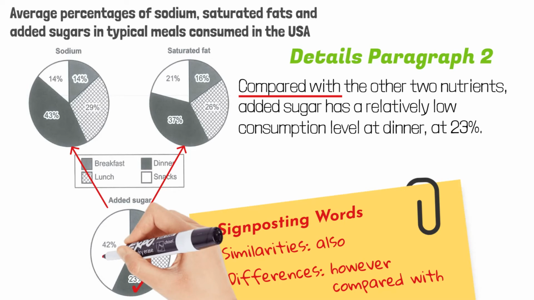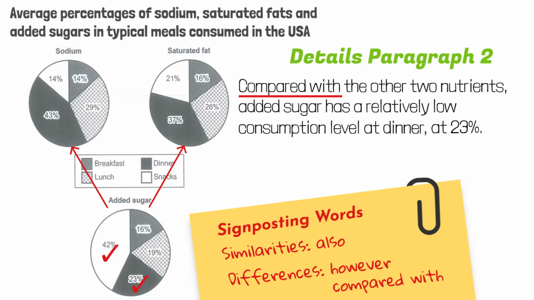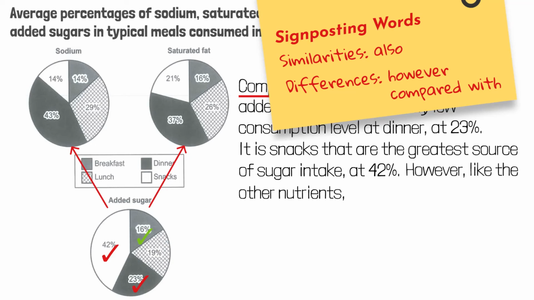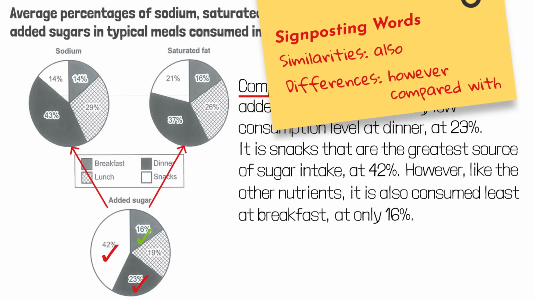Now I'm going to continue to talk about the difference. It is snacks that are the greatest source of sugar intake at 42%. Now the similarity. However, like the other nutrients, it is also consumed the least at breakfast at only 16%. Apart from also, we can use like to introduce a similarity. This paragraph is also done.